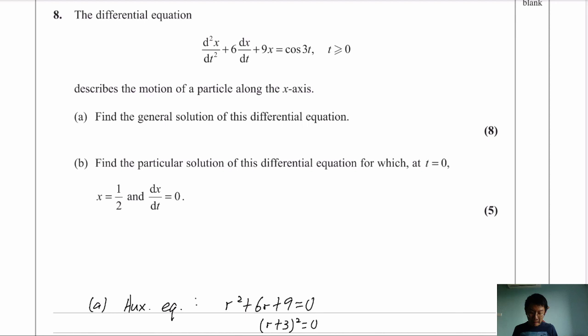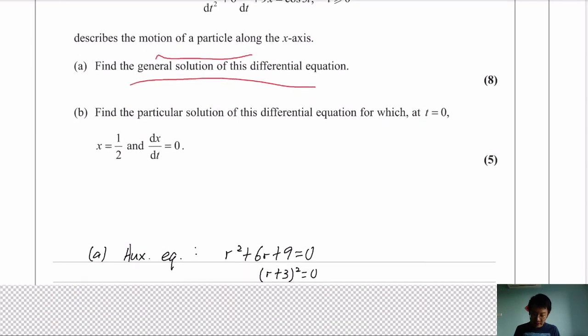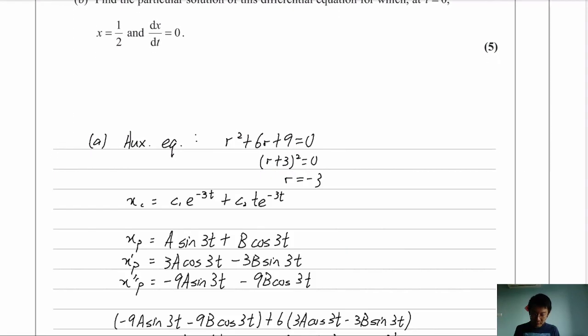So this is the differential equation given, to describe the motion of a particle along the x-axis. The first part is to find the general solution to this differential equation. Basically it is to follow all the steps that we usually do. First is to look at the auxiliary equation. For this auxiliary equation, there is only one root. The root for this auxiliary equation is -3.